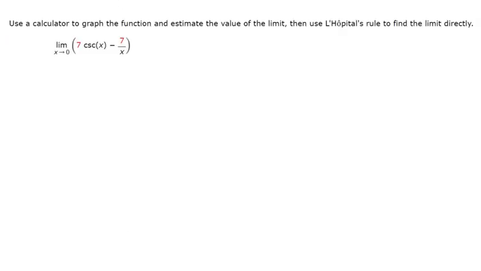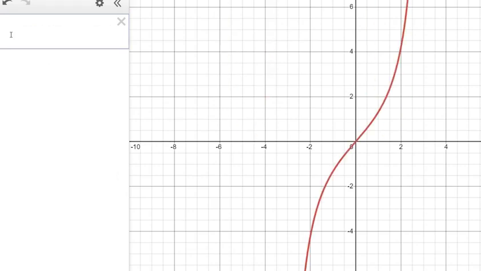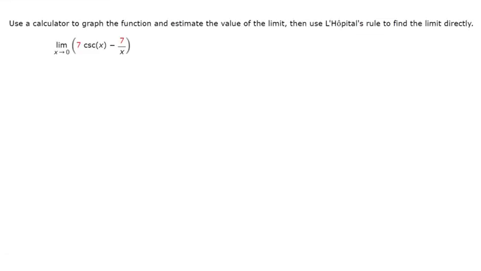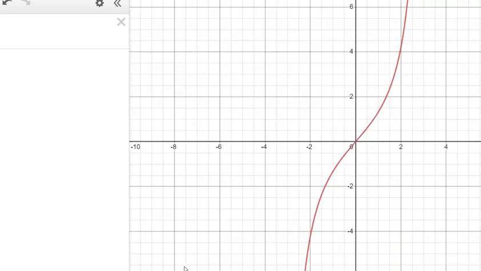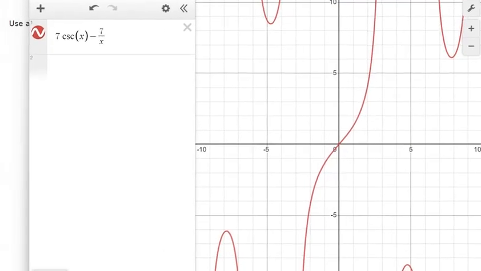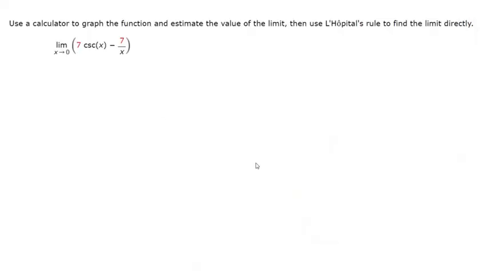Okay, so we are asked to use a graphing calculator to graph this function, 7 cosecant x. Okay, I think I can remember that. Double check. Oops, that's not the right one. 7 over x. Okay, there's our graph. We're trying to evaluate the limit as x approaches 0.